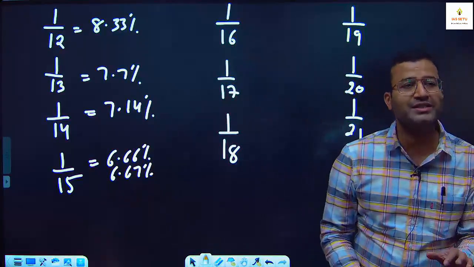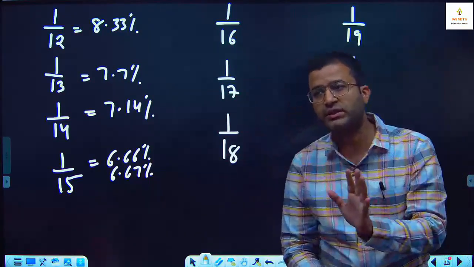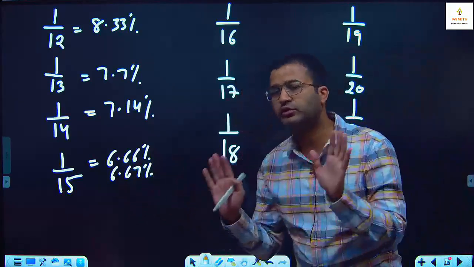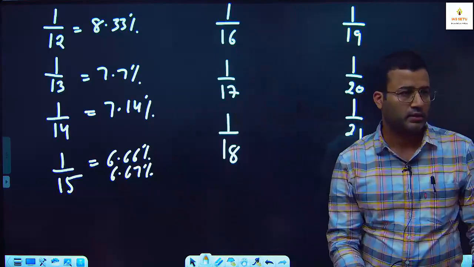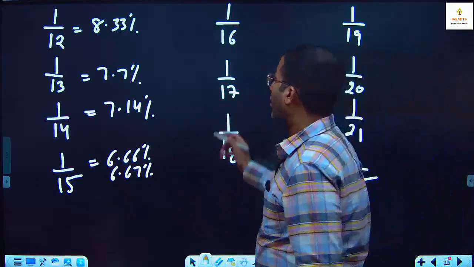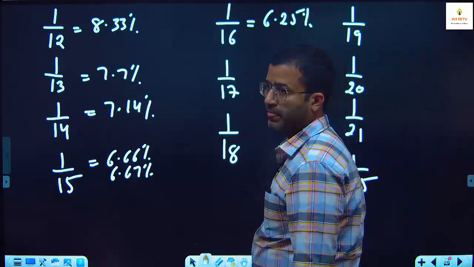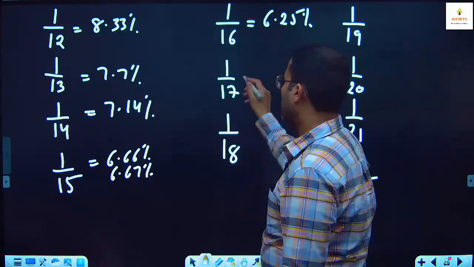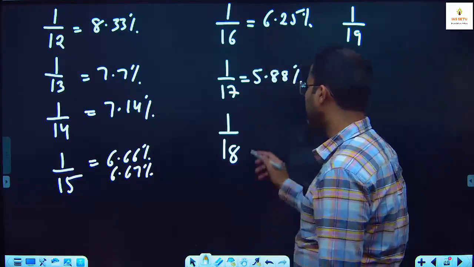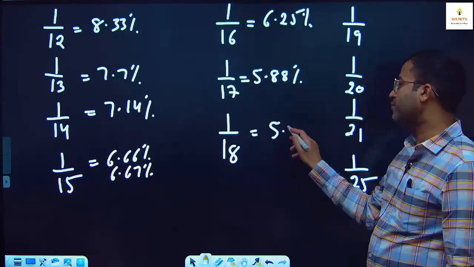मतलब you have to understand कि 1/15 is 6.666666%. You can write it as 6.66. If you write 6.67, then also there is no problem. ठीक है, इतना हम मार्जिन लेके चलते हैं. Next is 1/16 is 6.25%. 1/17 is 5.88%. 1/18 5.55%.